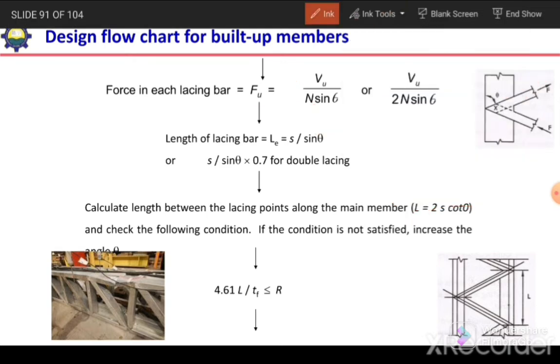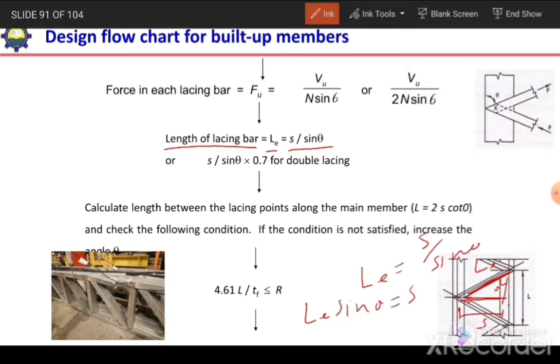Okay, after calculating the Fu, the next step is to calculate the length of the lacing bar. So the length of the lacing bar is equal to S over sine of theta. This is S from here up to here, and if this angle is theta, then LE sine of theta is equal to S, so we can write LE is equal to S over sine of theta. This is for single lacing, but if we are using double lacing, then we need to multiply it with the factor 0.7.